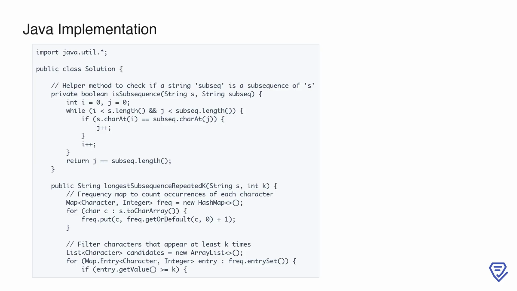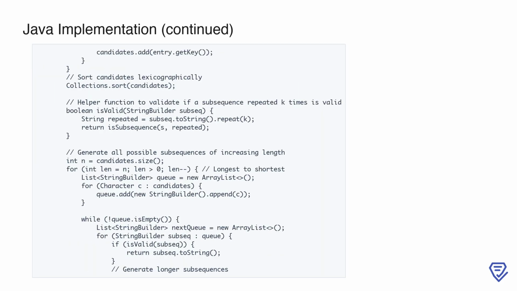Next, we define our main method, longest subsequence repeated k, which takes two inputs, the string s and an integer k. We begin by constructing a frequency map to count how many times each character appears in the string. This allows us to filter out characters that occur fewer than k times, as they cannot possibly be part of a valid subsequence repeated k times. These filtered characters are stored in a list named candidates.